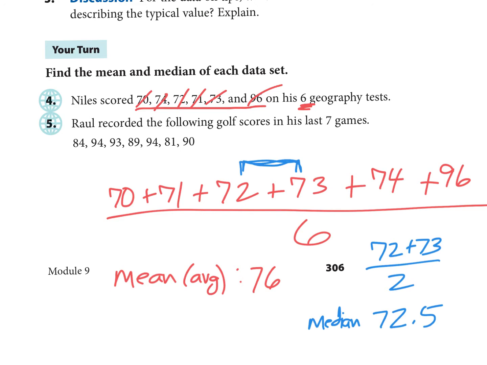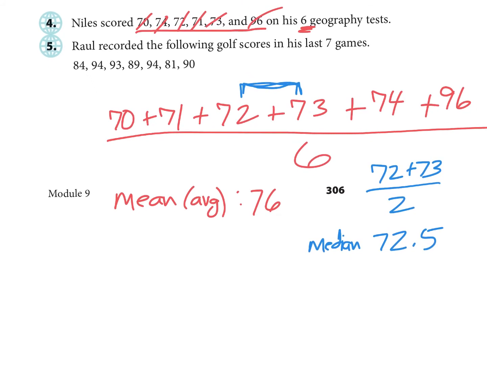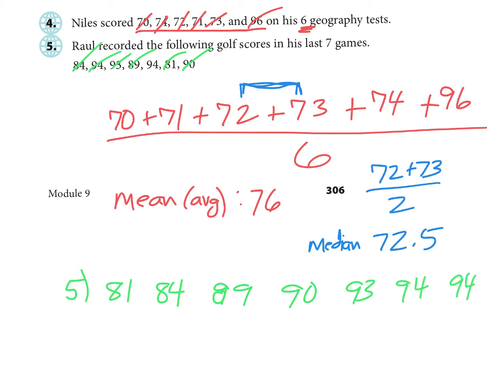Okay, so you would do the same thing in number 5. Now the difference in problem number 5 is that there's an odd number, so there is an exact middle. I'm not going to do all of number 5, but I am going to do part of it. The first thing I'm going to do is list them in order. So we start with 81, again, mark it out, 84. Next one would be 89, then 90, then 93. Then you have 94 twice. Since there are 7 of them, the one that's right in the middle is here. There's an exact middle, and that's your median for this one. So if it's an odd number of terms, the median is the one in the middle.